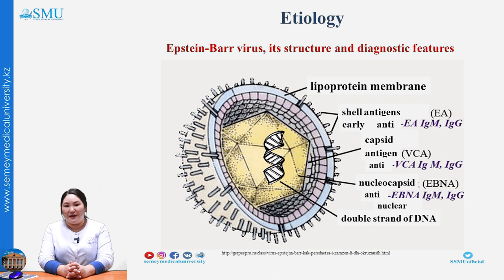They are from the family of herpesviridae. They are DNA-containing viruses, and they have a difficult structure. The pathogen has a lipoprotein shell. From this shell, we can find in the blood antigens. The first of them is EA, early antigens, IgM, IgG. Then from the capsid of the virus, we can find viral capsid antigen, VCA, with immunoglobulins class M and G. And from the nucleocapsid, we can find Epstein-Barr nuclear antigen, EBNA, IgM and IgG, and of course the double-strand DNA of the virus.